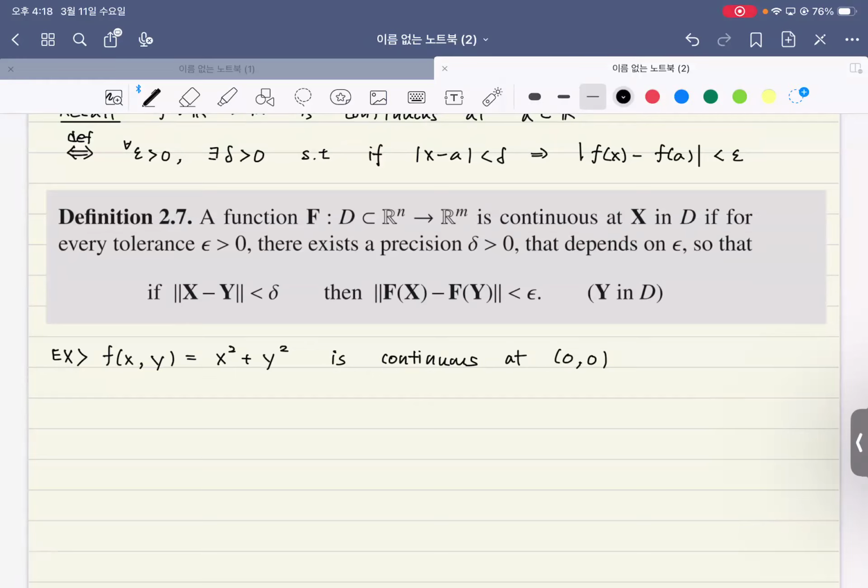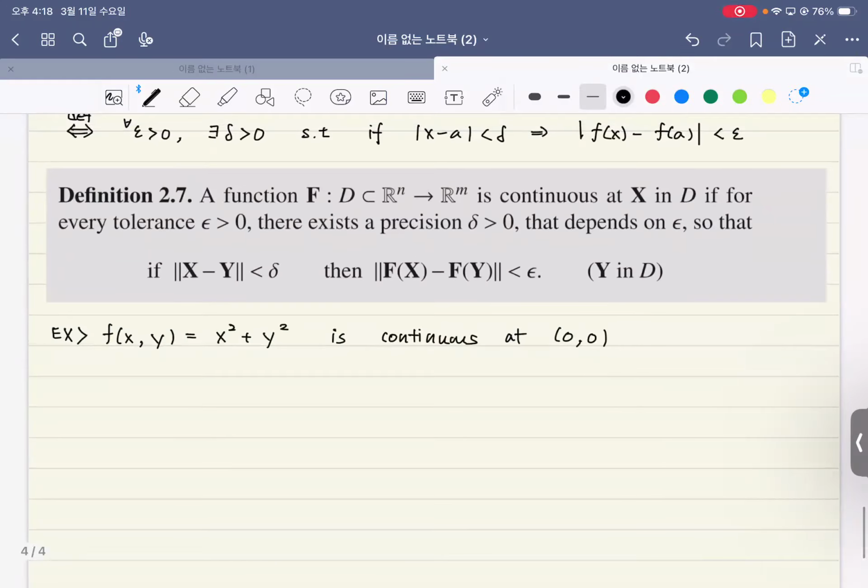Let me try to prove that this function, this is a very easy function, just a degree 2 polynomial. So it looks like this function must be continuous at every point. But anyway, let me try to show that this function is continuous at the origin. How? By using this epsilon and delta argument, our long-lost friend.